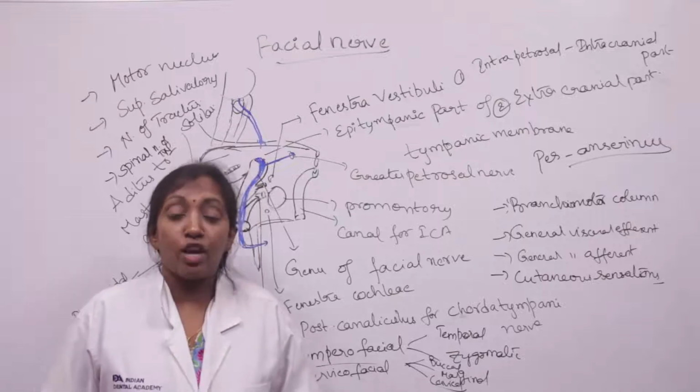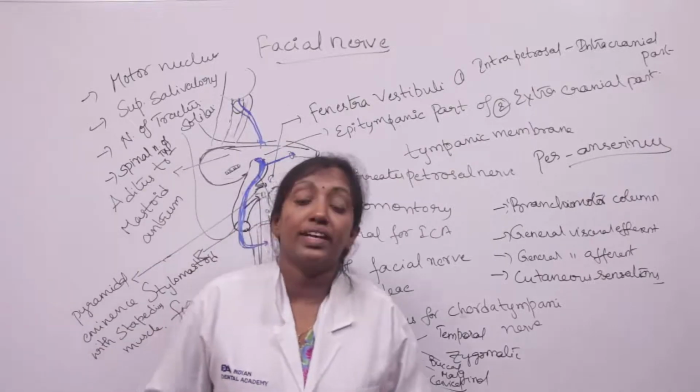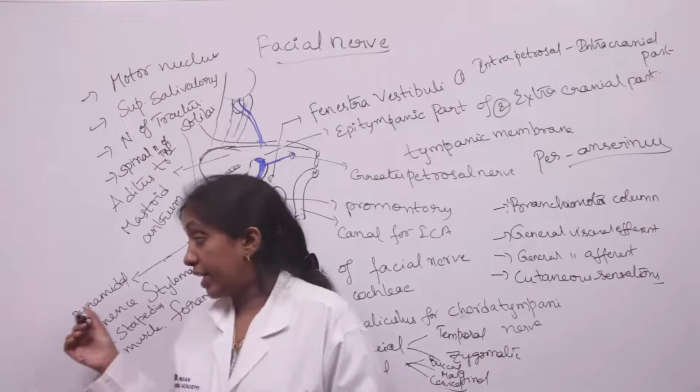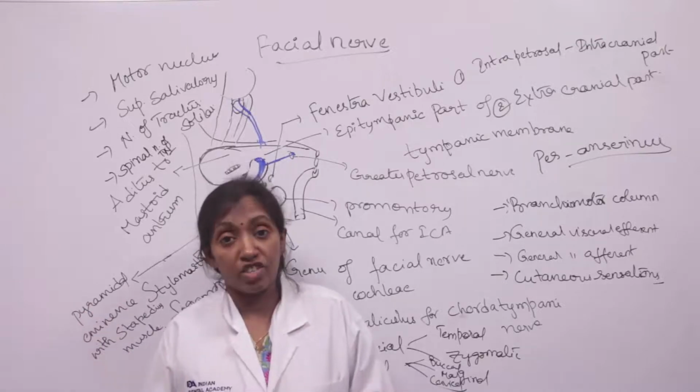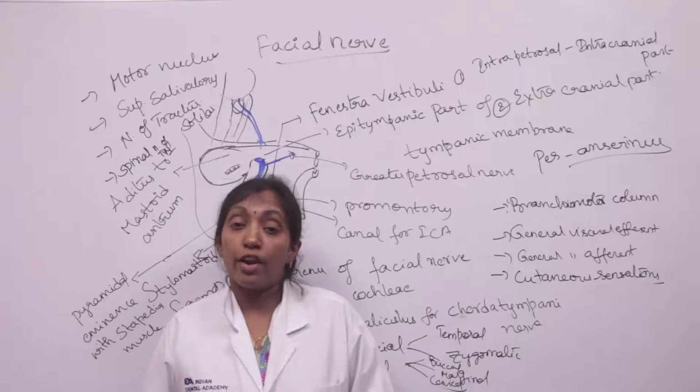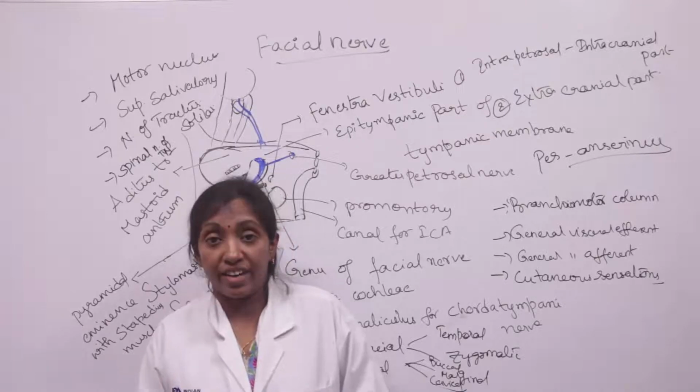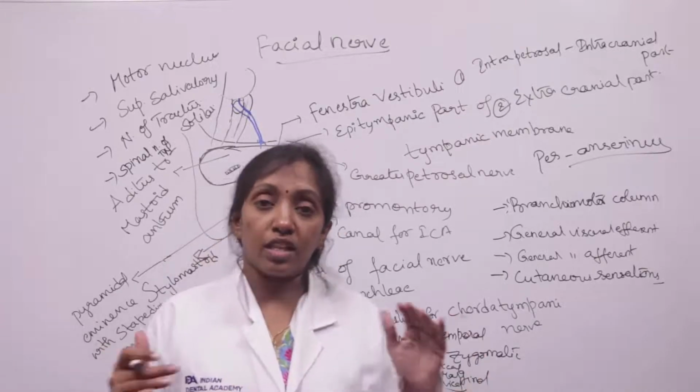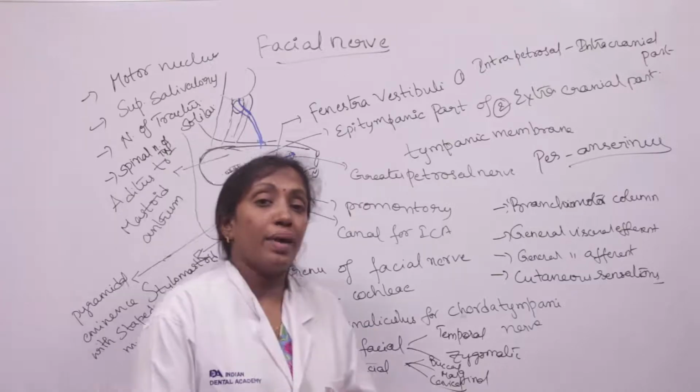Okay, and below the stylomastoid foramen, the facial nerve also communicates with the glossopharyngeal nerve and the vagus nerve, and it also communicates with the 12th cranial nerve. These are the communications below the stylomastoid foramen.